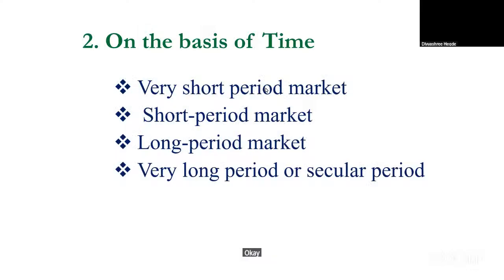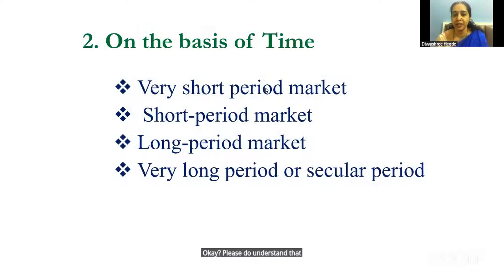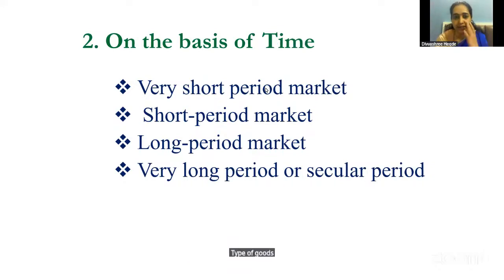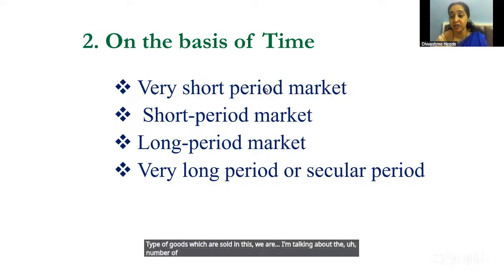Okay, now the classification of market on the basis of time. Please do understand that when I'm talking about the time, I'm not talking about the type of goods which are sold in this. I'm talking about the number of days or years or the time that the market exists. So one is very short period, the market which exists for a very short period, like half a day, one day. Such markets are called very short period markets.